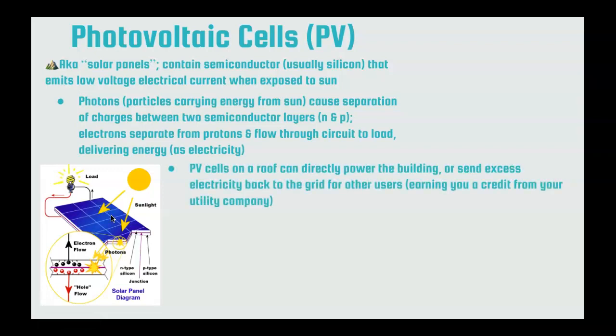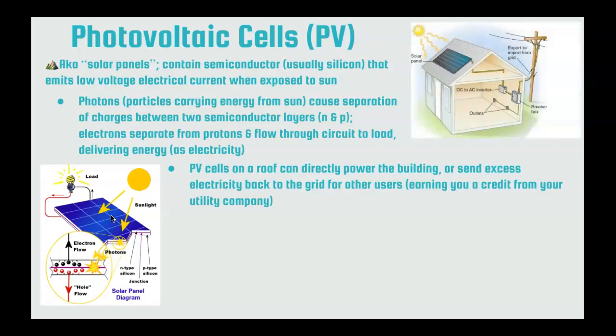So when you have PV cells on a roof, they can directly power your building, but if you're making more energy than your building is requiring, you can send the excess energy that you've made back into the grid, and that earns you a credit from your utility company. So you can kind of make money from your solar panels, if you will. All right.